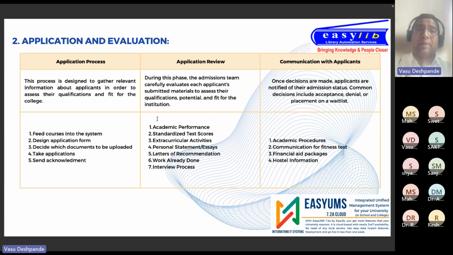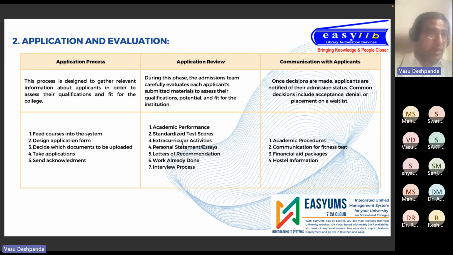Then what you do? Application review. So you have a few thousand applications. Then you review this, right? You review the academic performance, standardized test score, extracurricular activities, any statements, essays, recommendations, work which is already done in that area which they want to study, interview process. All of these are part of the application, right?